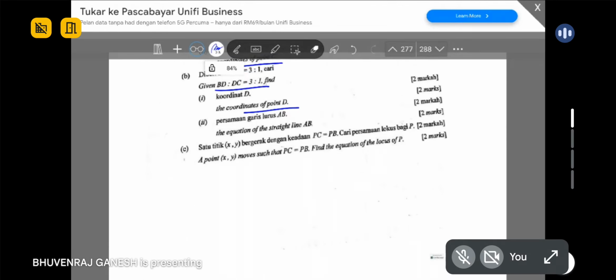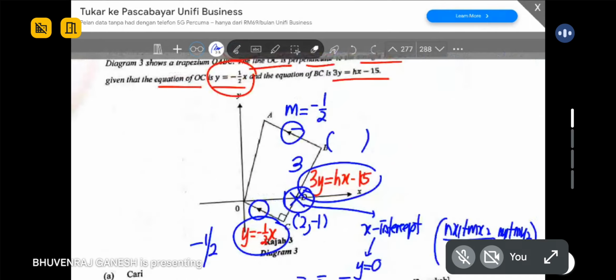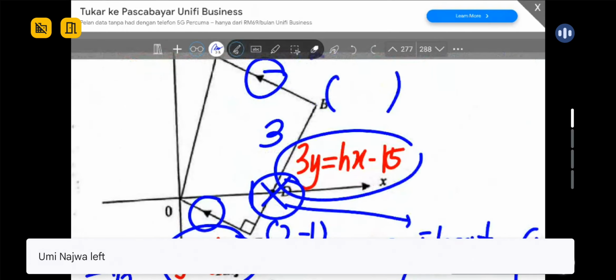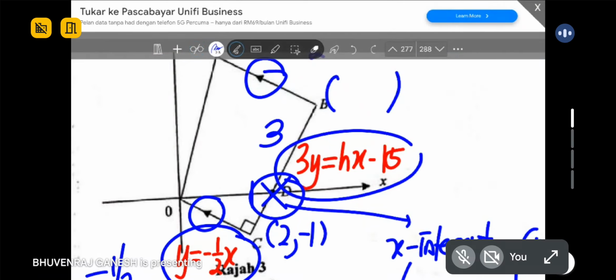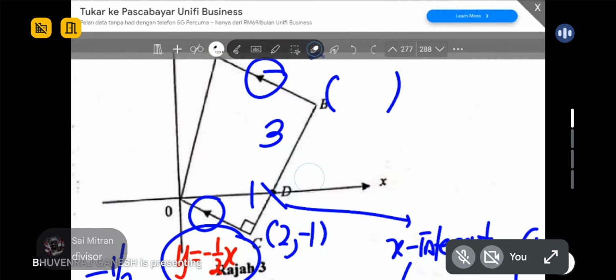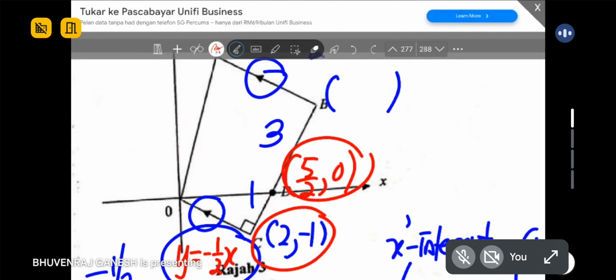Senang. Next one. The question asks to find equation of AB, guys. Kamu kena cari persamaan garis lurus AB. So to find equation of AB, you guys must know the coordinate B, right? Kamu kena tahu coordinate B. So how do I find coordinate of B? Anyone? What is the concept? This time you guys must use divisor lah. This one is 5/2, 0. So you got coordinate C, coordinate D.